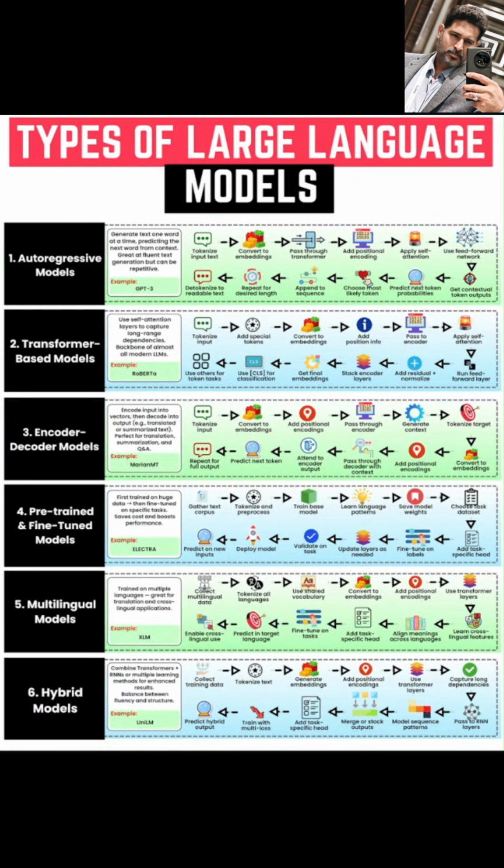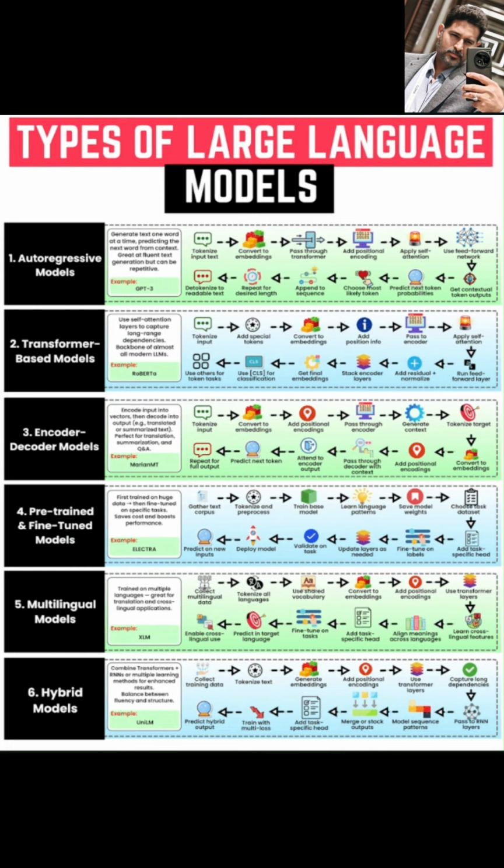When we talk about large language models, or LLMs, like the ones powering AI chatbots and generative tools, it might seem like they're all similar. But there are actually several different types of architectures, each built a bit differently for different purposes. This chart gives us a great overview of 6 main types of large language models. Let's walk through them quickly.